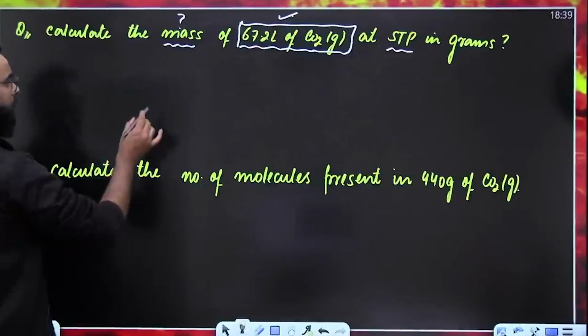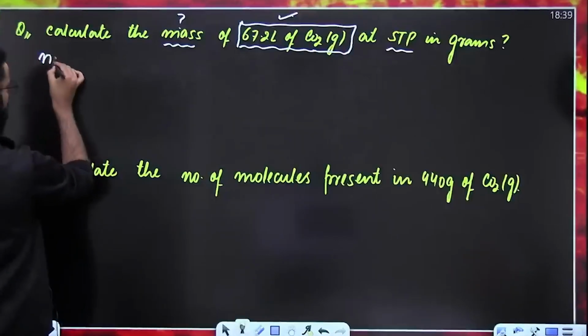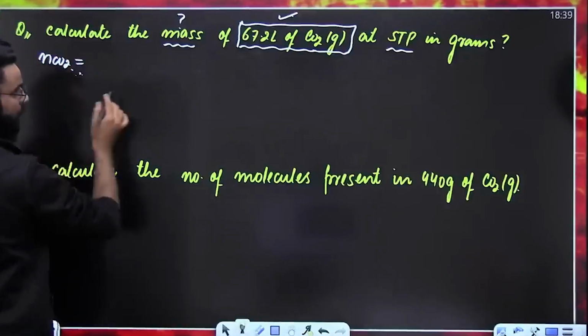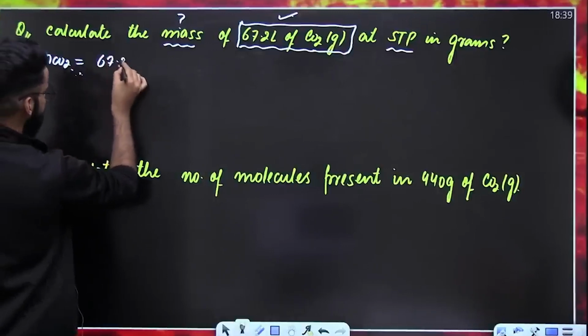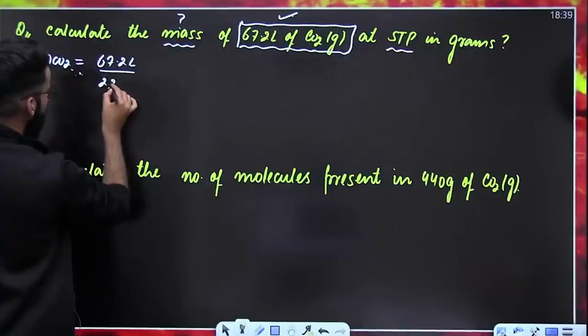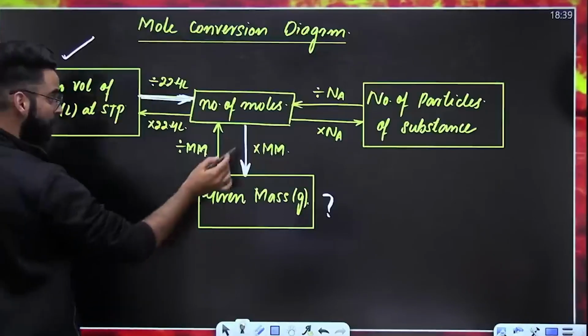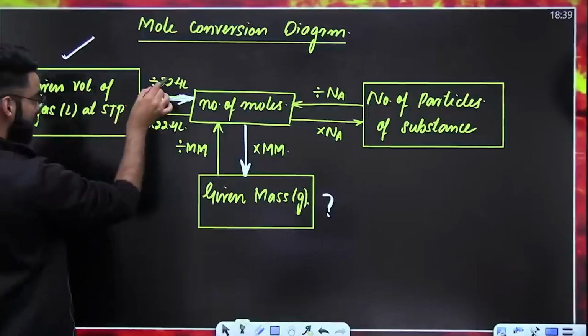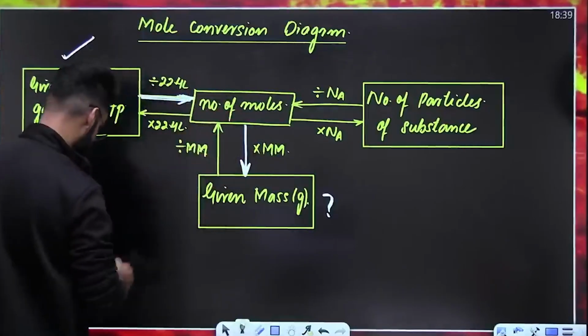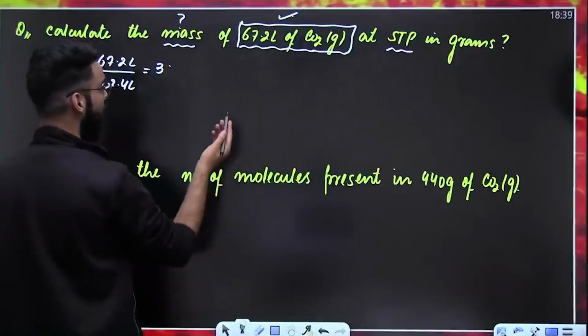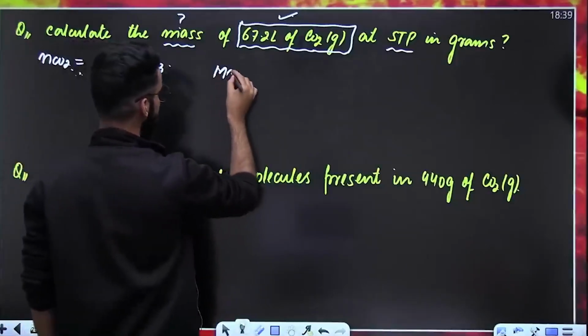That's all. So the first step is the number of moles of carbon dioxide, which is equal to the given volume of carbon dioxide in liters divided by 22.4. The value comes out to be 3. So we have calculated the moles. We have divided the given volume by 22.4. We got the moles. Now moles multiplied by molar mass, that gives you the mass of carbon dioxide.